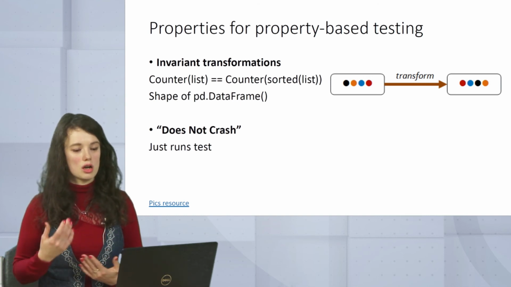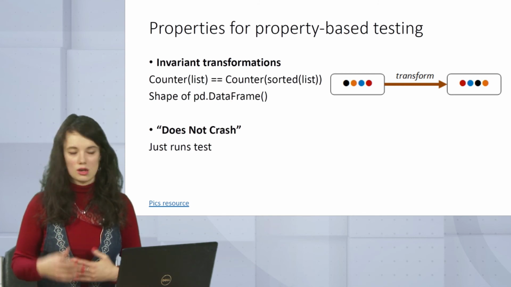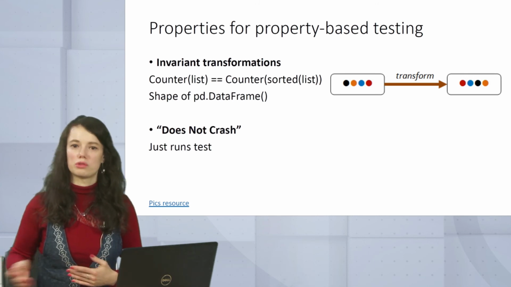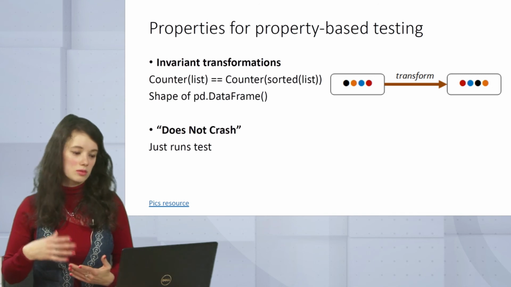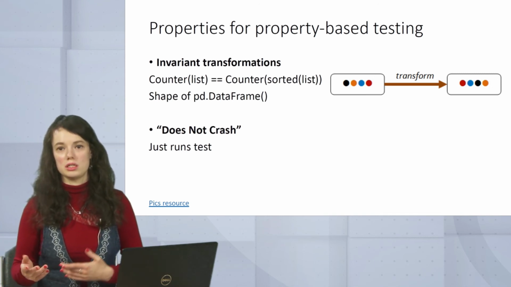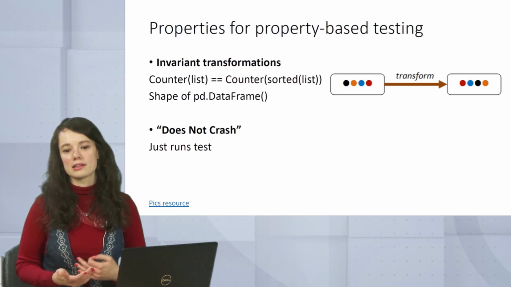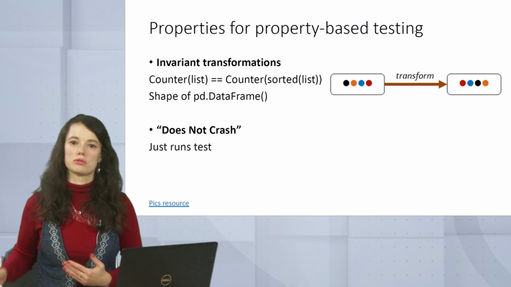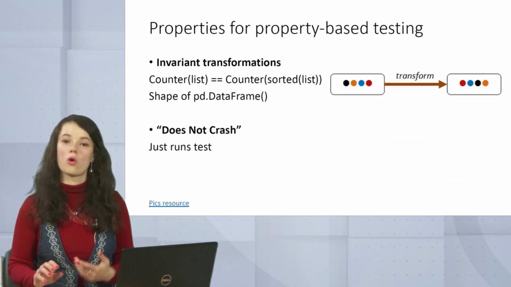And the first property is invariant transformation. For example, when you're checking the shape of a data frame, from time to time, it's not changing. The other very easy strategy is does not crash. You just run your test, and there's no way to crash it only by inputting different data. It's nice for negative testing.